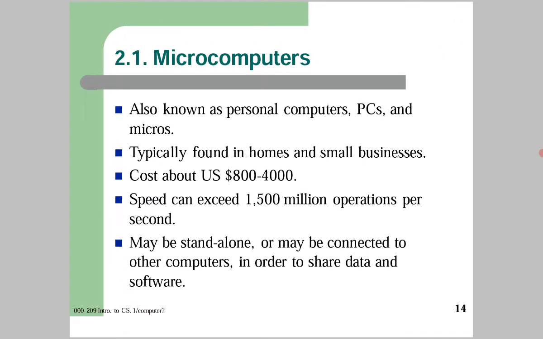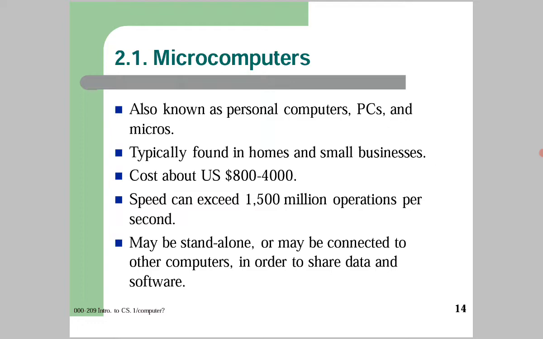So microcomputers. What are microcomputers? Microcomputers are also known as PCs or personal computers. Micro means small, generally the computers which are used in offices and at home are all called microcomputers. Typically found in homes and small businesses. Speed can exceed 1500 million operations per second.